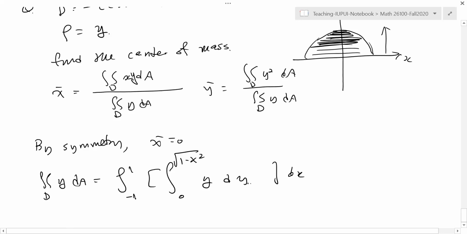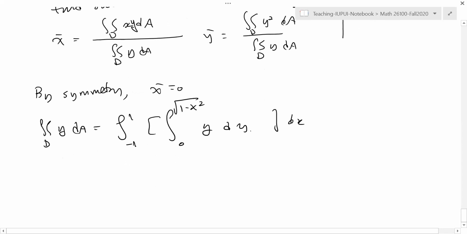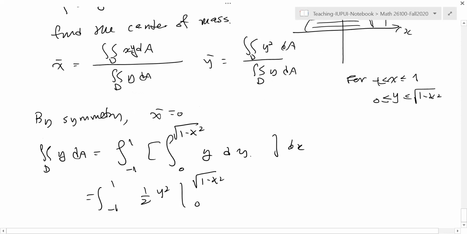In this particular case, maybe you can even solve the integral. The reason is you take the antiderivative of y, half of y squared, then you plug in the square root of 1 minus x squared, and the radical is gone. Why is the top the square root of 1 minus x squared? Because for each x between -1 and +1, the y value is between 0 and the square root of 1 minus x squared.